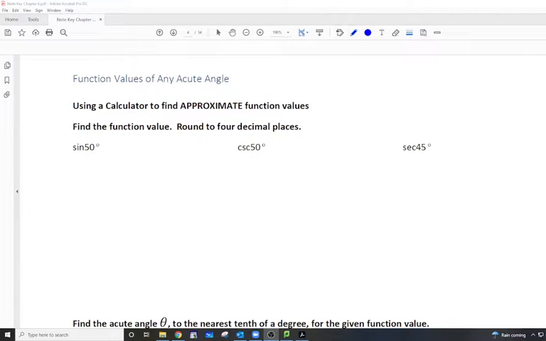This last video for 6.1, we get to touch a calculator. So you get to use a calculator to find approximate function values, because even though we want to find exact values, we can only do so of 30, 45, and 60 at this point in time. And so we want to be able to find approximate function values of all the other angles and maybe even check our exact values as well.